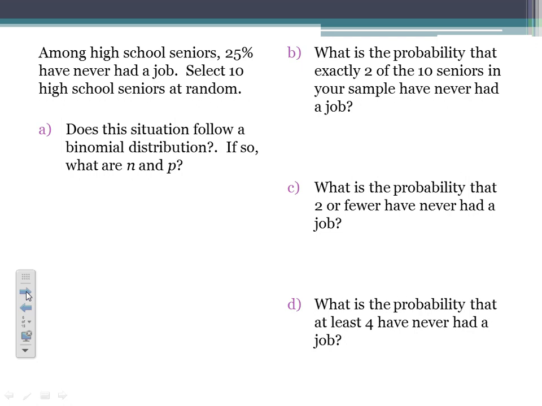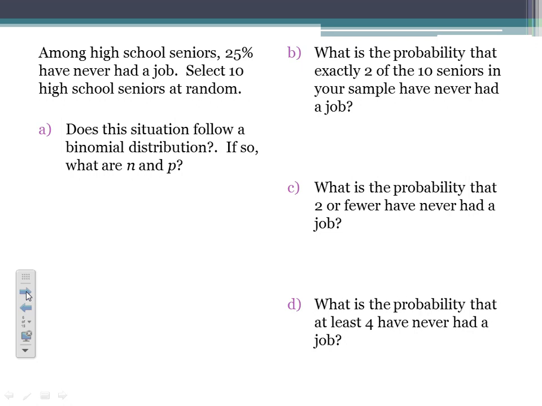The first question we have to answer is, does this situation follow binomial distribution? If we think of the 3 characteristics, do we have only 2 outcomes? Well, the answer there would be yes. You've either had a job or you haven't. Do we have a fixed number of trials? The answer there would also be yes. We're going to select 10 high school seniors at random. And then finally, would all of these be independent? Well, I think it would be safe for us to assume that whether or not I've had a job isn't going to necessarily affect somebody else. So we're going to assume independence in this case.